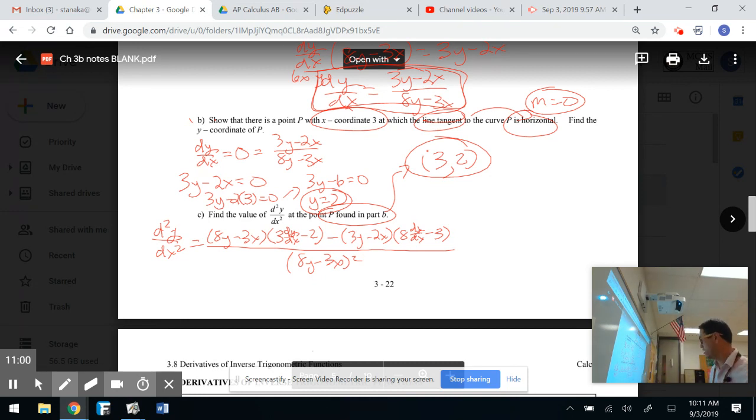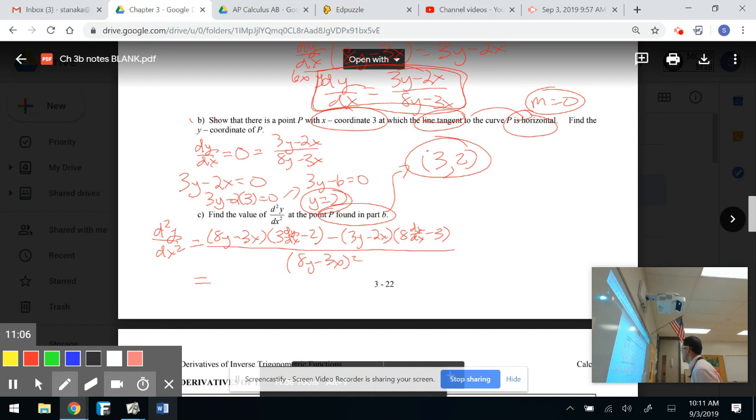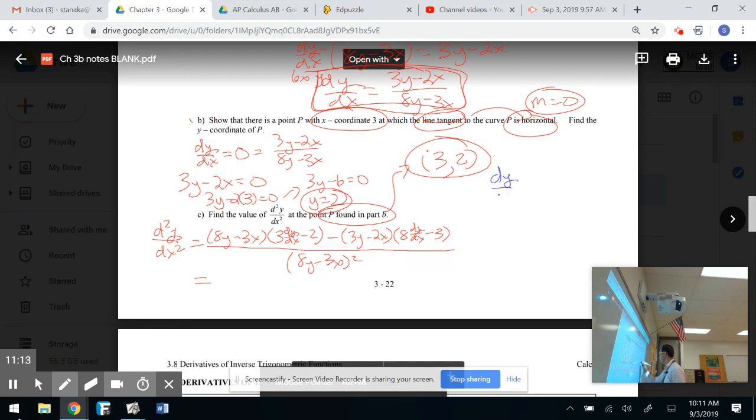Right, class? We got to plug and chug some stuff here. But I'm going to use kind of my brains here, okay? If we go back to part B, let's make this bad boy blue, right? We found dy/dx at the point (3, 2). And if we recall, at the point (3, 2), we had a horizontal tangent. And so if I plugged a 3 and a 2 into that derivative right there, guess what I am going to get as an answer? I'm going to get 0.